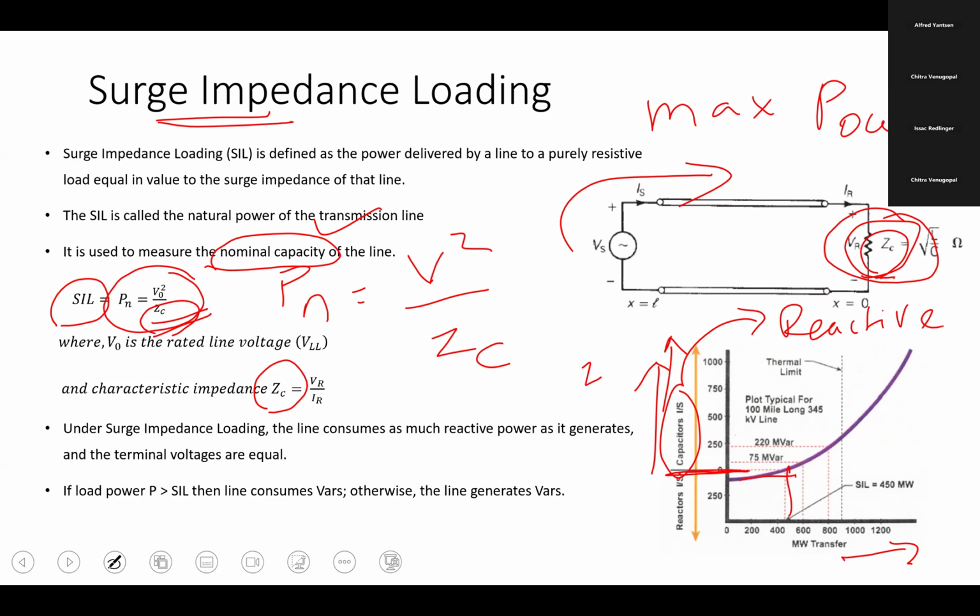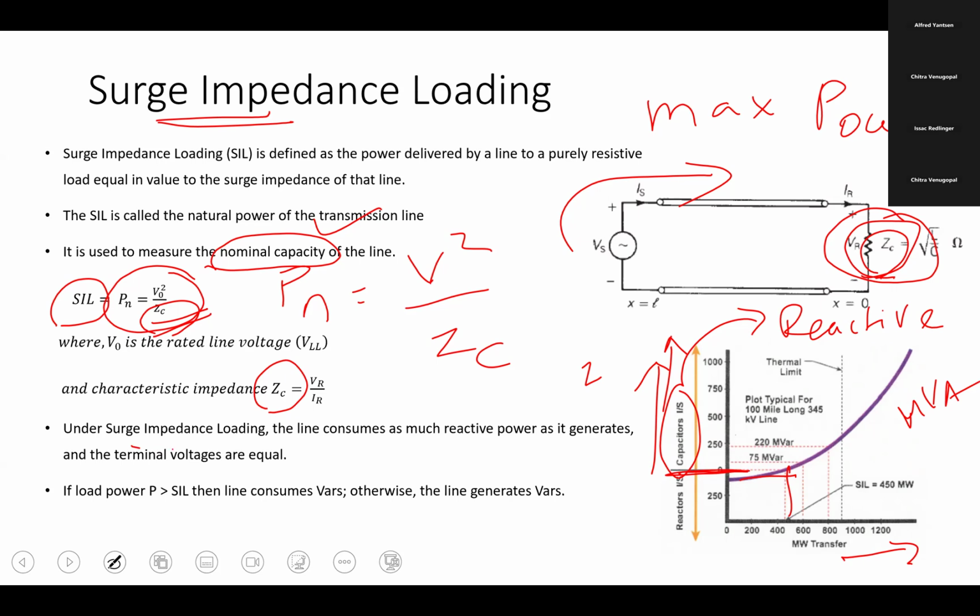So when the power transfer is increased, then you have to compensate it by the capacitive compensation. You have to supply it by capacitors because the real power cannot travel longer. So it needs to be added with the reactive power so that you can transfer it in terms of MVA. Okay, that is what this curve is talking about.